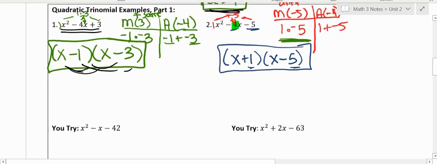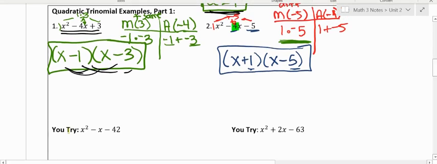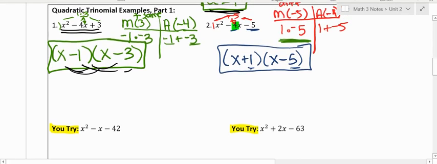For the bottom two You Try problems, those are for you to try out. Again, a is equal to 1, which means the value in front of x squared is 1, and so you can do the same thing.